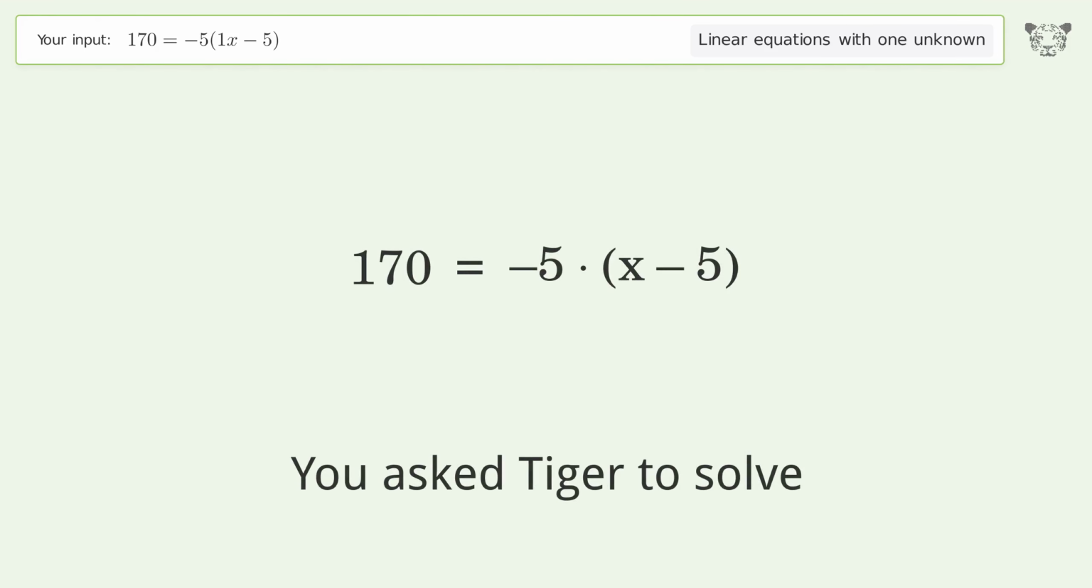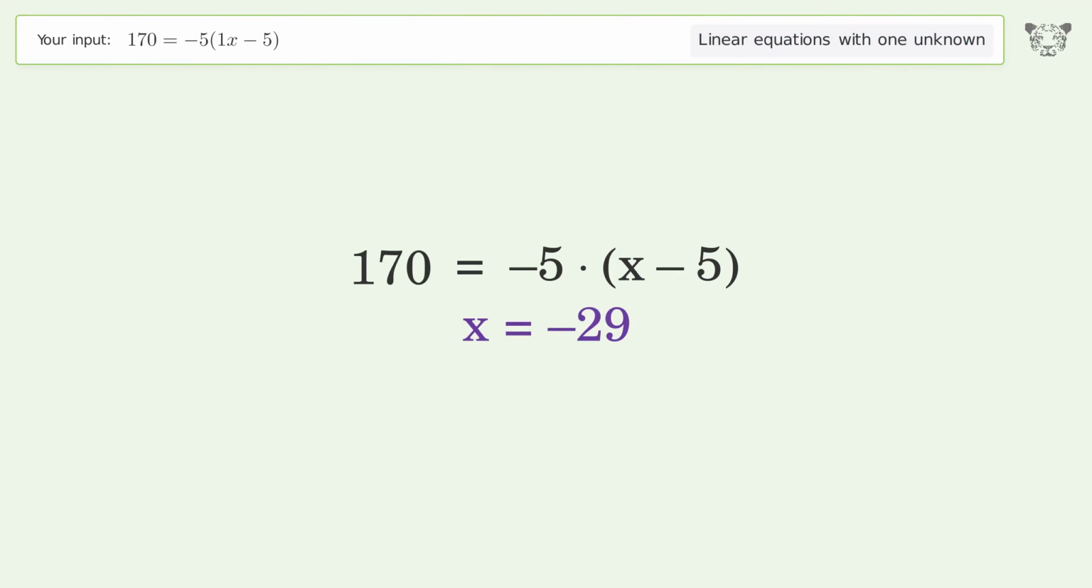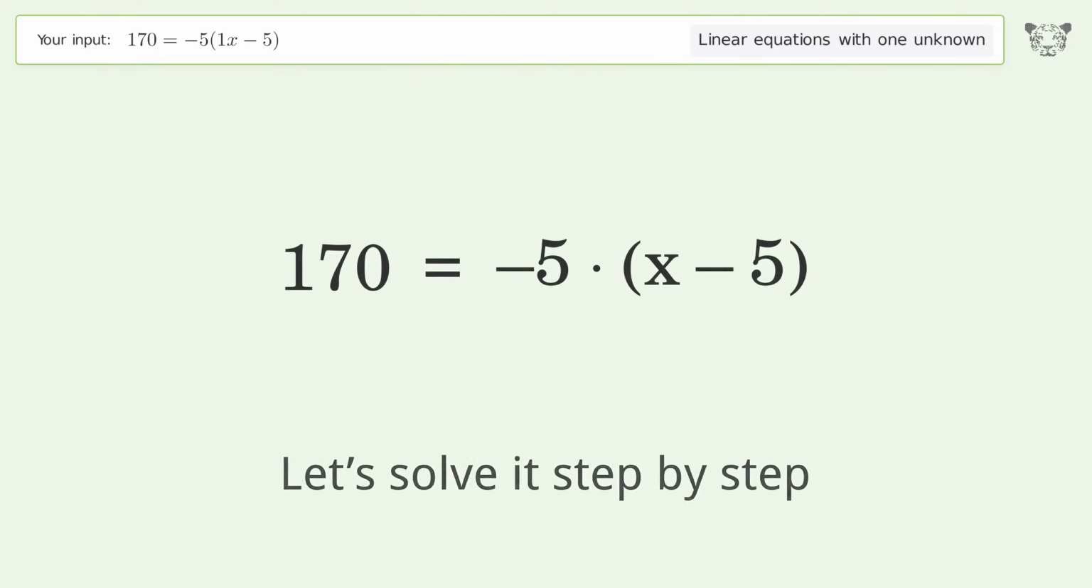You ask Tiger to solve. This deals with linear equations with one unknown. The final result is x = -29. Let's solve it step by step.